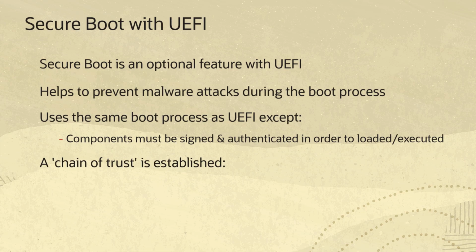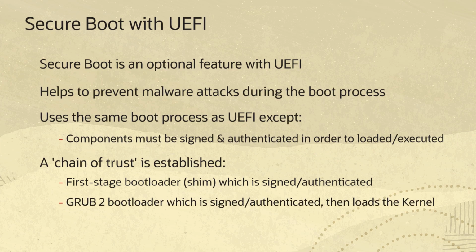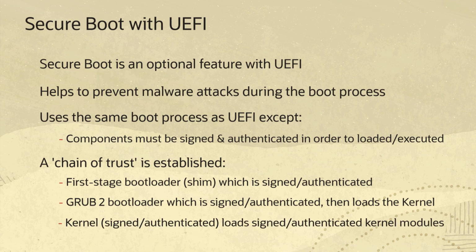A chain of trust is established beginning with a first stage bootloader, shim, which is signed by Oracle and Microsoft. When shim is authenticated, the grub2 bootloader, signed by Oracle, is loaded after being authenticated by shim. grub2 then validates the kernel signature, signed by Oracle, allowing the kernel to be executed. All kernel modules included with the kernel RPM and those used with Oracle Ksplice have Oracle signatures, and the signed and authenticated running kernel must validate them or they will not be loaded.